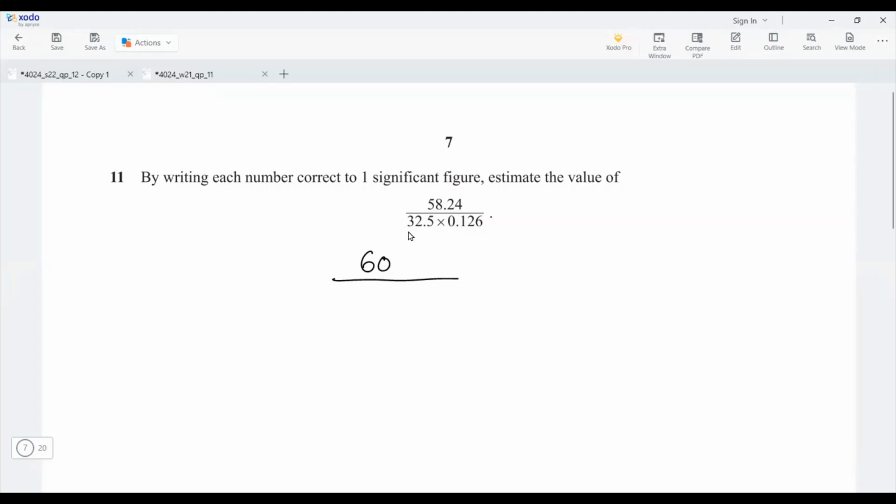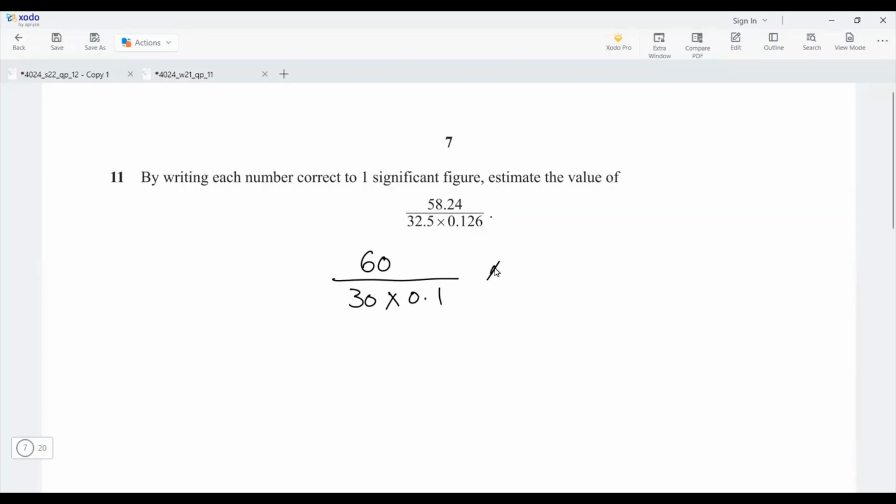And 32 becomes 30. 3 is the first significant figure. After this comes 2, which is smaller than 5, so no need to add 1 to that 3. Then 0.1 is the first significant figure. We can write it as 0.100 or 0.1, both are the same. So remove that decimal sign.